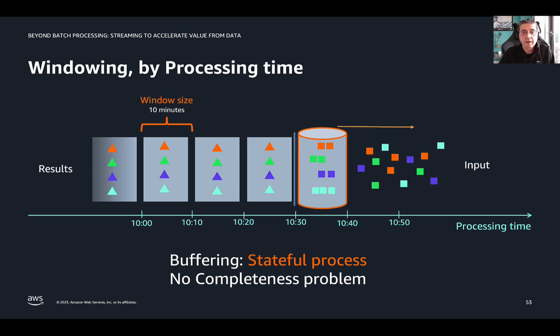Also note that there is no problem of completeness. When do we have the result of the full window? It's simple: when our timer expires, when our current time passes the end of a 10-minute window. Any signal coming later than this limit will just belong to the next window. There is no risk of an event coming in late.